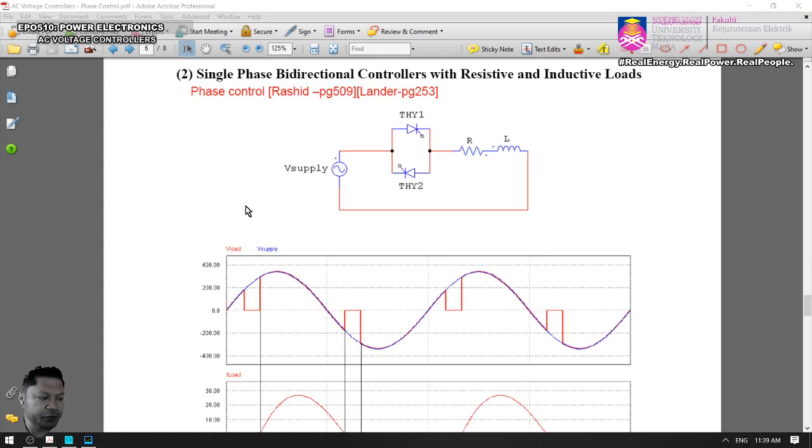Okay, so now we continue with the single phase bidirectional controllers with resistive and inductive load. In the circuit here, we have an R plus L inductive load connected to your bidirectional controller. Before that, let's recall what we did in the single phase half-wave controlled rectifier. So I'm going to remove thyristor 2. That looks familiar, isn't it? You have the supply voltage, thyristor 1, and R plus L.